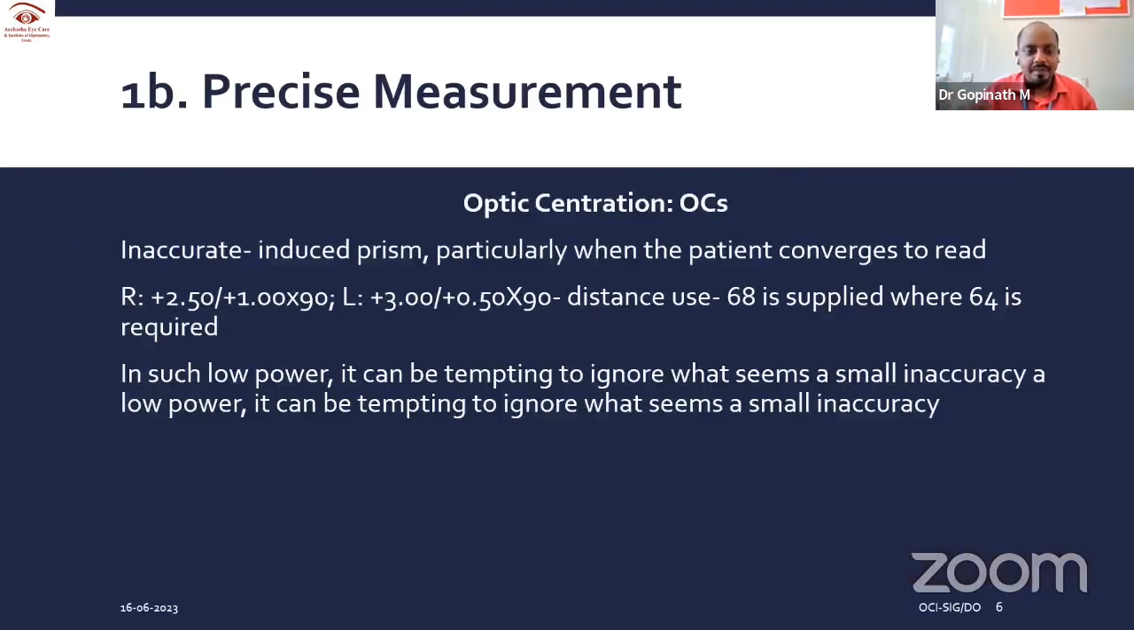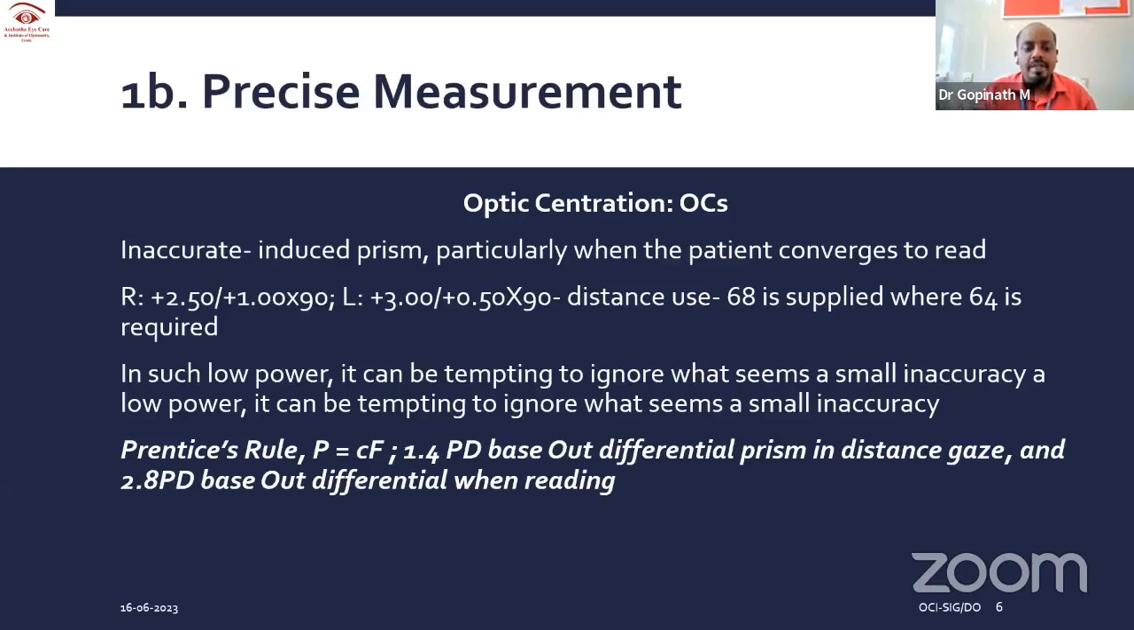The next part of precise measurement is optical centration, where any inaccurate optical centration leads to induced prism, particularly when a patient converges to read. In this example, we ask for a 68 PD, but it is fitted with a 64. In such a low power, it can be tempting to ignore the small inaccuracy. However, if you put these values in Prentice's rule, P equals CF, it induces 1.4 prism diopters base out differential prism for distance and 2.8 prism diopters base out differential prism when reading.